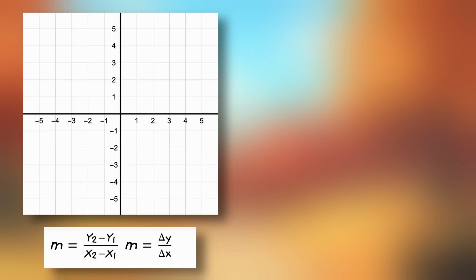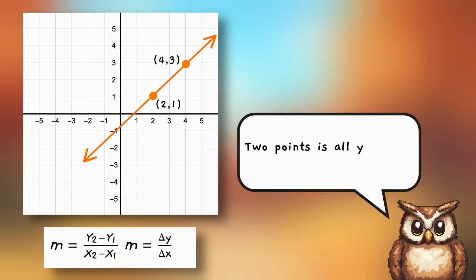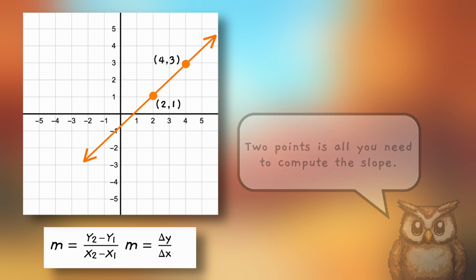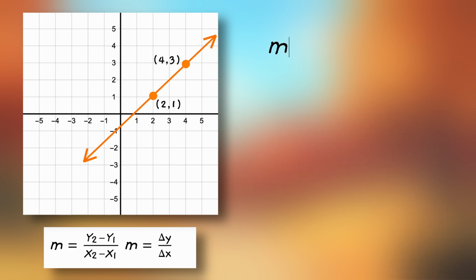So for our first example, we're going to look at a line with a positive slope. Let's say this line goes through the point (2, 1), and it also goes through the point (4, 3). So we have 2 points, and 2 points is all you need to compute the slope. So let's get started. So the slope, m, is the rise over run, the change in the y's divided by the change in x's.